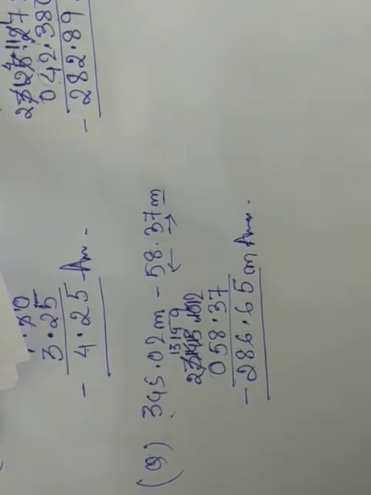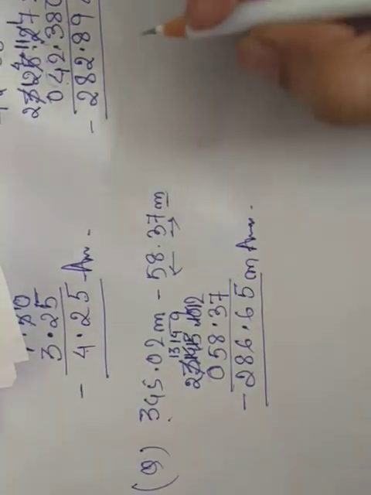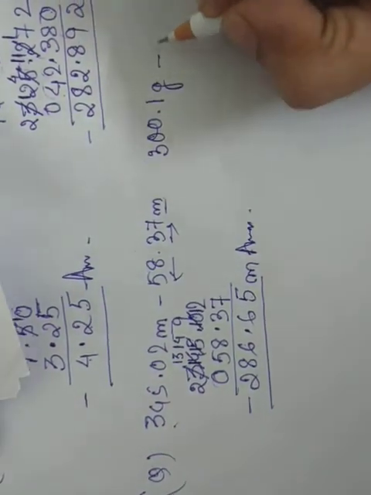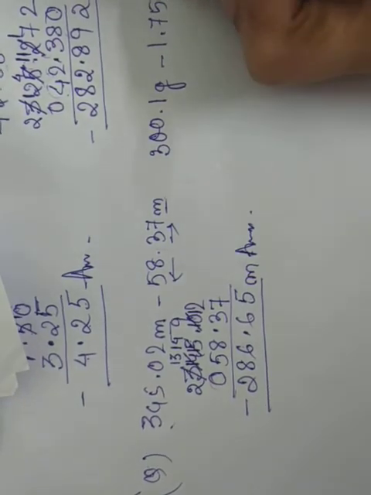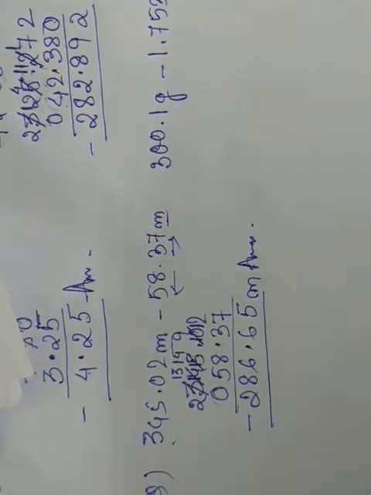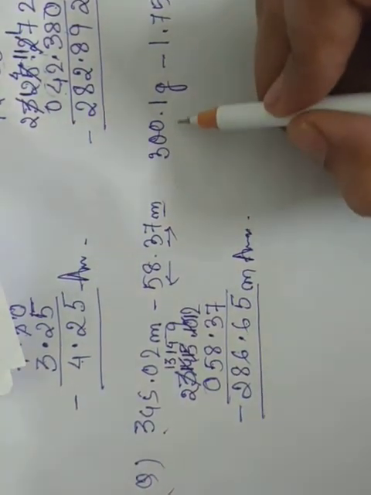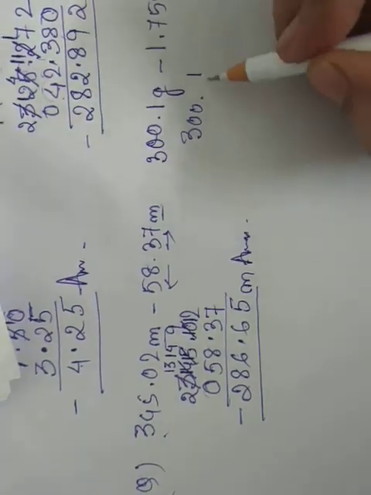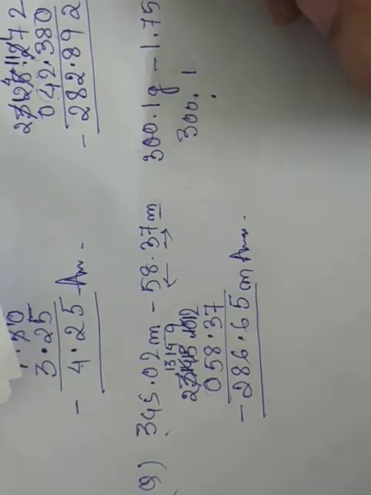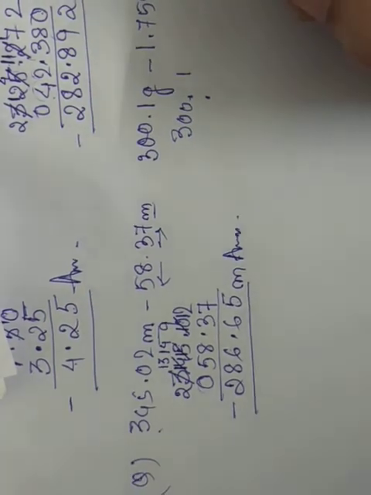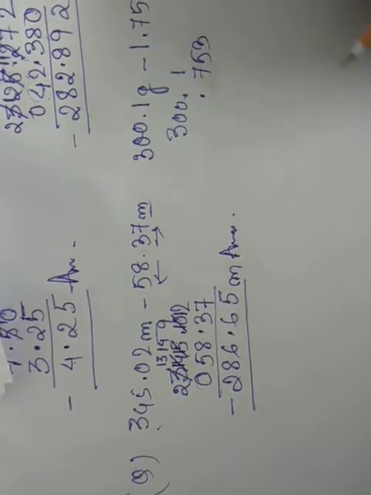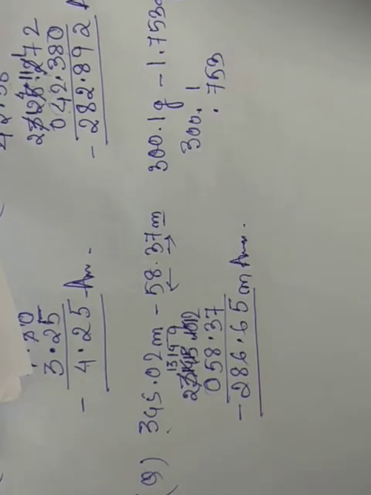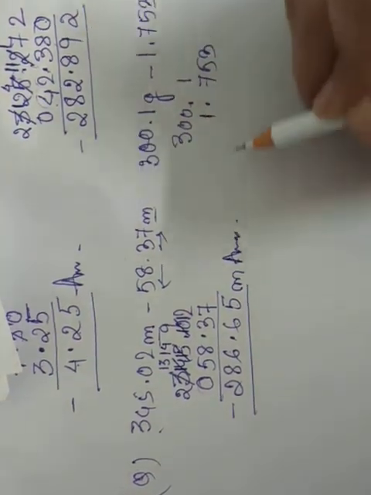Let us do one more sum. 300.1 gram minus 1.753 gram. So we will write obviously the bigger number. So it is 300.1, and the smaller number, first we will write the decimal and then see what is there in the right hand side. It is 753. Okay, it is 753, and on the left hand side it is 1 only.